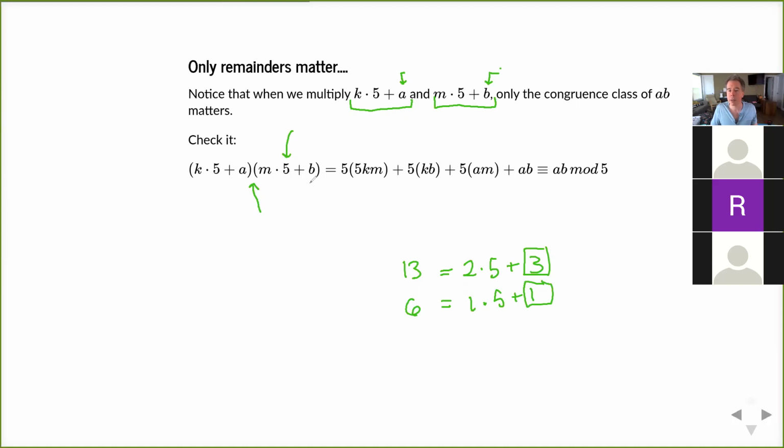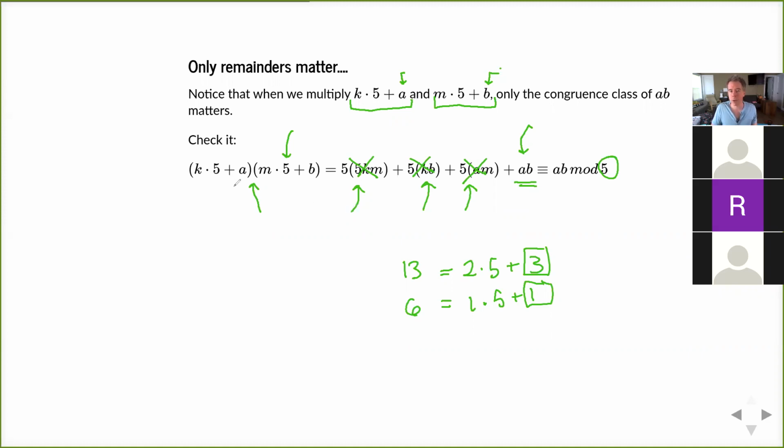If you multiply these things out, you'll see that when you FOIL it, everything has a factor of 5 except for the product of the remainders. And remember, 5 is like 0. So all of these things get canceled out, and the only thing that survives is the product of the remainders. This is what makes modular arithmetic a nice mathematical structure.